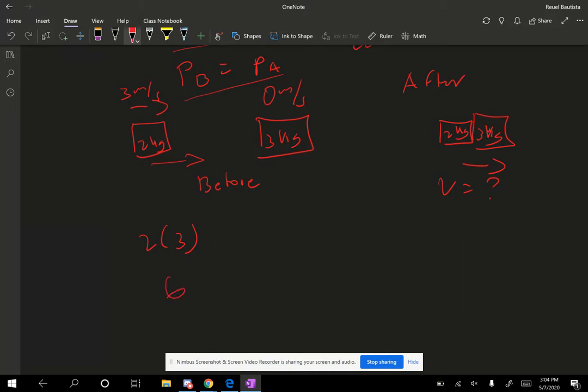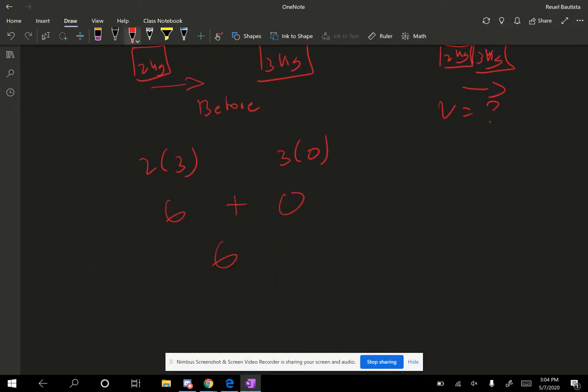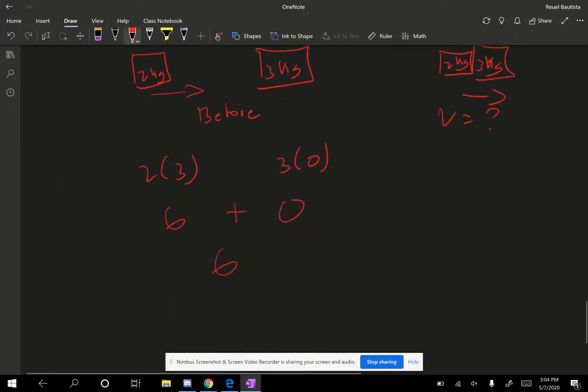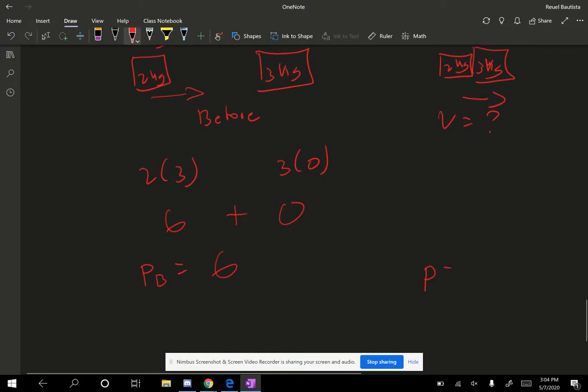And the momentum of the 3 kilogram object, again it's mv, so 0 times 3, that's 0. So the momentum of that is going to be 0. So the momentum of the system before is 6. Super important. You have to know that the momentum of the system after also needs to be 6, because of the conservation of momentum.